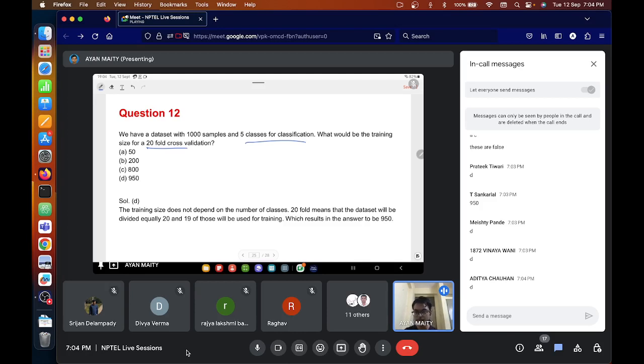There are 20 folds and 1000 samples, so every fold would contain 50 samples, and the first 19 folds would be used for training and the last fold would be used for validation. So 19 folds would contain 950 samples, because each fold contains 50 samples. So 950 is the training size. So the model would be trained on 950 training samples and it would be validated on the 50 samples of the final fold that is not used for training.